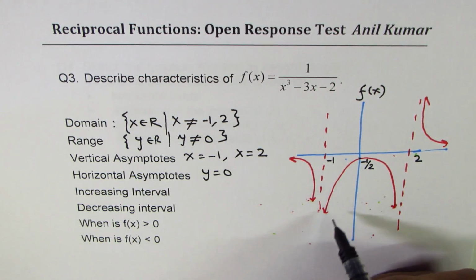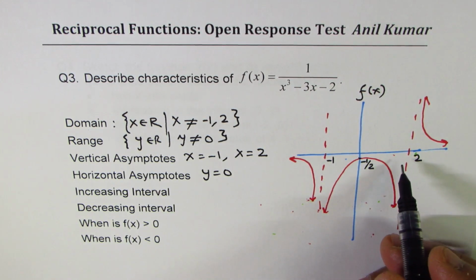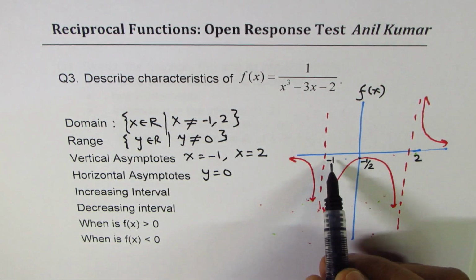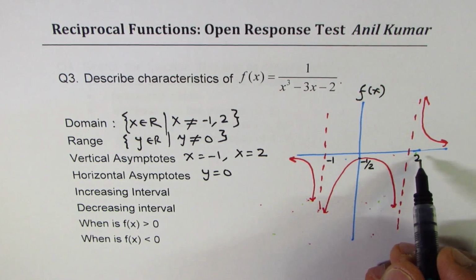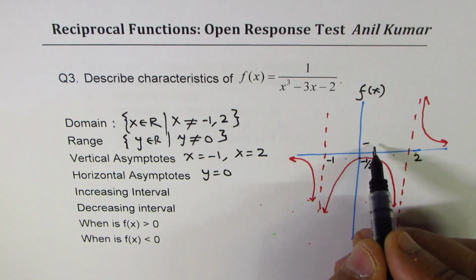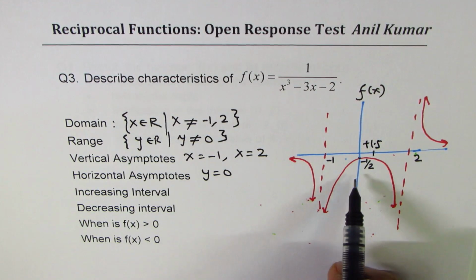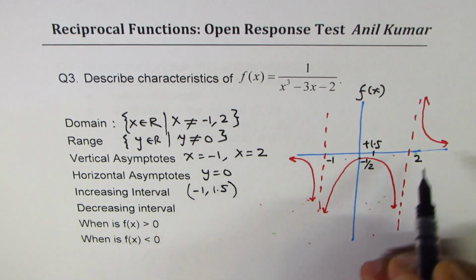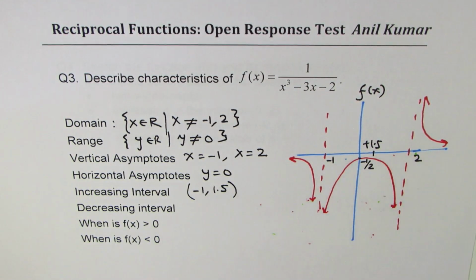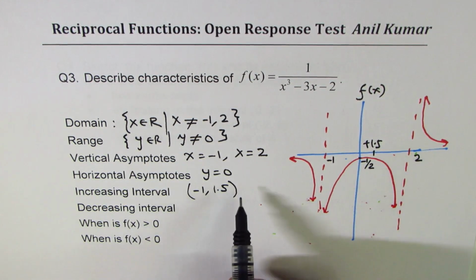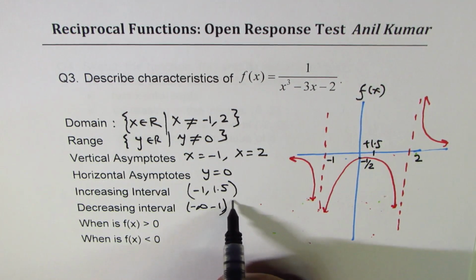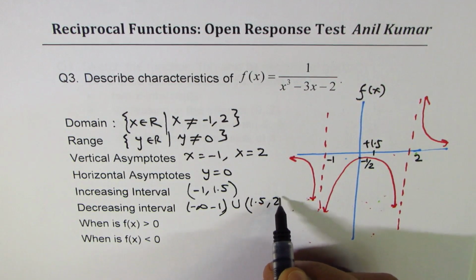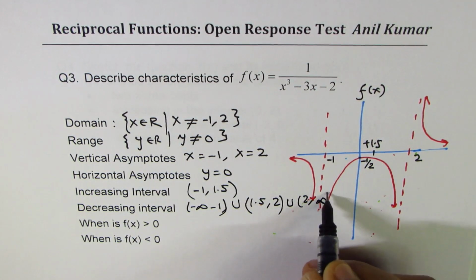Increasing interval. The graph is increasing from minus 1 to, okay, so we really do not know the maximum point. We'll make an approximation here that it is between minus 1 and 2, somewhere right in the center. So it could be 1.5, let's say. Let's say the maximum is at 1.5, right? So it is increasing in the interval from minus 1 to 1.5, and this is the only portion where it is increasing, correct? The rest of the time it is decreasing: from minus infinity to minus 1, union from 1.5 to 2, and then again decreasing from 2 to infinity, correct?